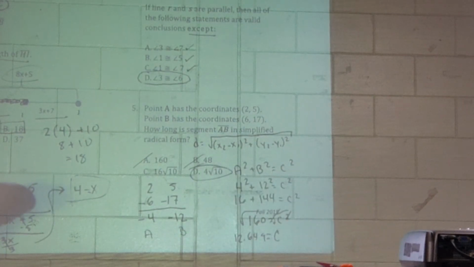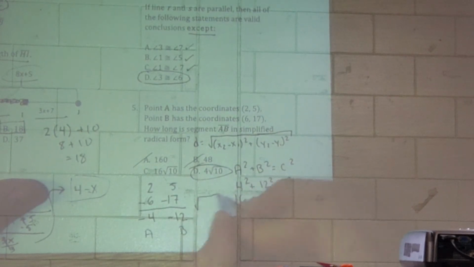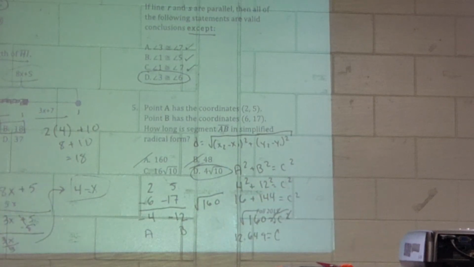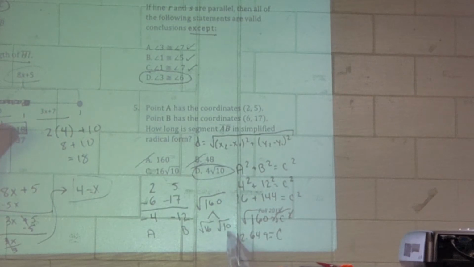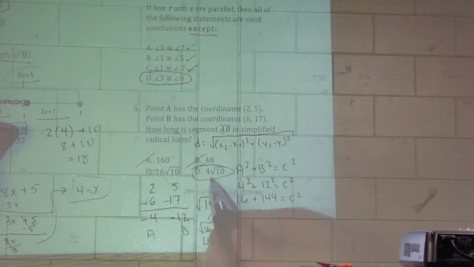For those of you that do want to understand radicals a little bit more, all we're doing is saying what two numbers multiply to make 160 where one of them is a perfect square. And what I come up with is the square root of 16 and the square root of 10, because 16 times 10 is 160. The square root of 10 is going to stay because it doesn't square root, but the square root of 16 is 4. So we get 4 radical 10.